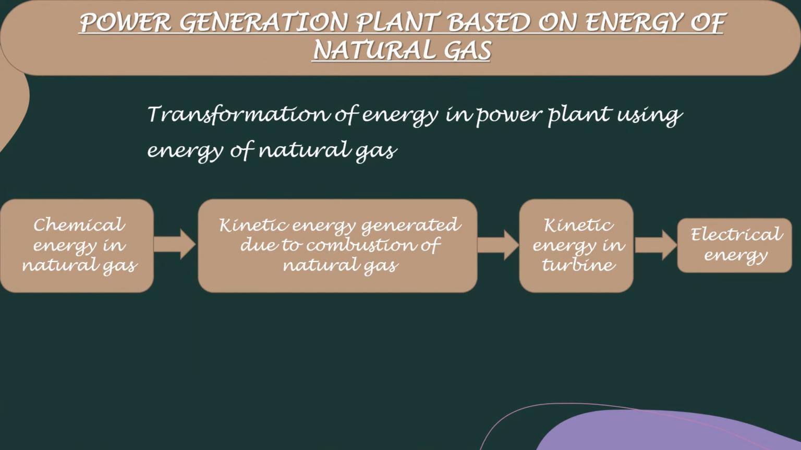Students, now let's understand how the energy is being transformed in the power plant using energy of natural gas. The chemical energy in natural gas is converted into kinetic energy, which is generated due to the combustion of natural gas. Then this kinetic energy is converted into the kinetic energy in the turbine, and further the kinetic energy in the turbine is converted into electrical energy. So we can say that the chemical energy in the natural gas is being converted into the electrical energy in the power plant using energy of natural gas.